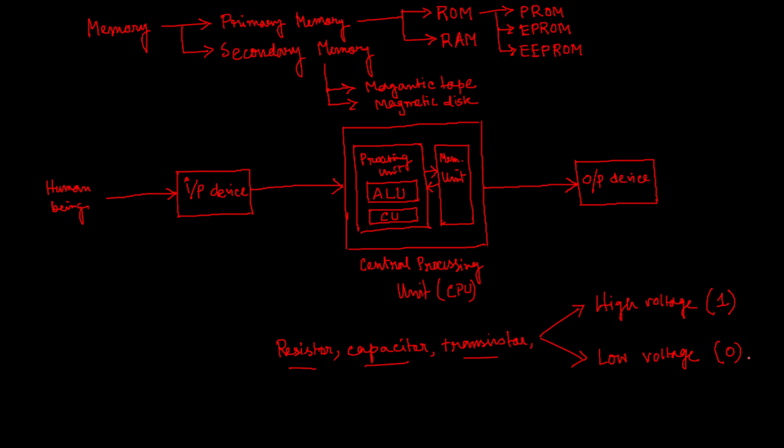So the number system that a computer follows contains only two characters or two numerical values, 1 and 0, and this is what we call the binary number system.